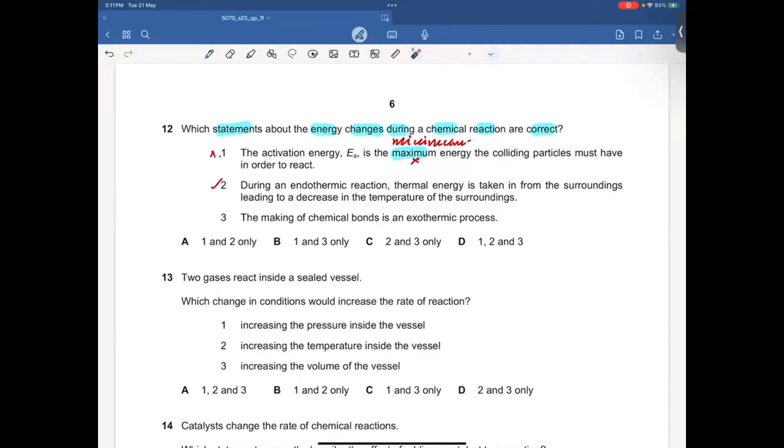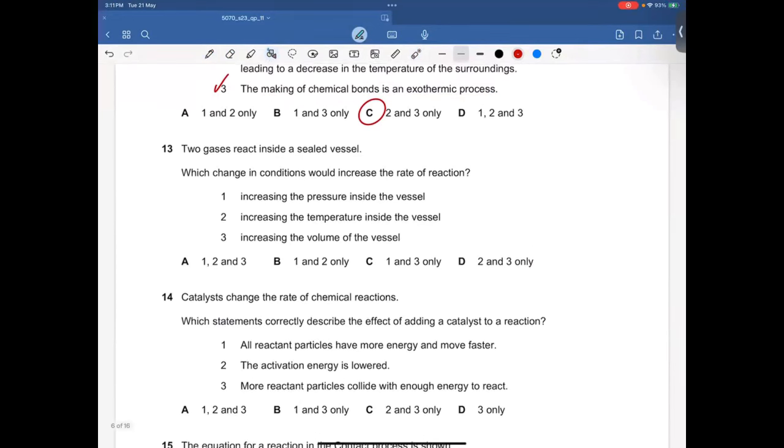The making of a chemical bond is an exothermic process. Bond forming process is always exothermic. So that statement is also right. So I believe 2 and 3, that C is the right option. Question number 13. Two gases react inside a sealed vessel. Which change in conditions would increase the rate of reaction? So the examiner wants to ask about the increase in the rate of reaction.